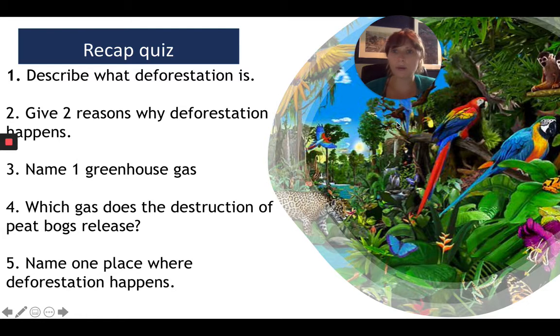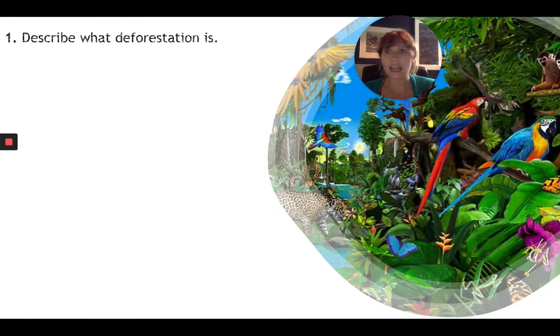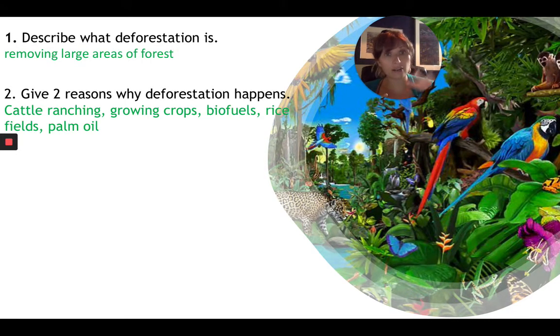Right, so number 1, what deforestation is. So deforestation is basically just the removal of large areas of forest. That's what it is. Number 2, reasons why it happens. There are lots of reasons, but these are the main ones, and you only needed 2. So you could have had cattle ranching, so taking down forests for cattle ranching, growing crops, so for food, or growing crops for biofuel, clearing way for rice fields. That's a lot of space that's needed for rice fields, and for also growing palm oil.